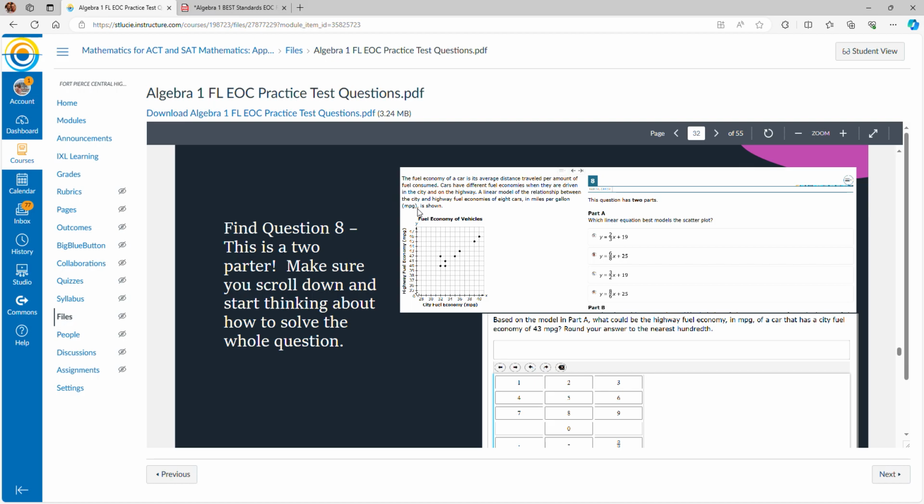This question has two parts. Part A, which linear equation best models the scatter plot? And then part B, based on the model in part A, what could be the highway fuel economy in miles per gallon of a car that has a city fuel economy of 43 miles per gallon? Round your answer to the nearest hundredth.